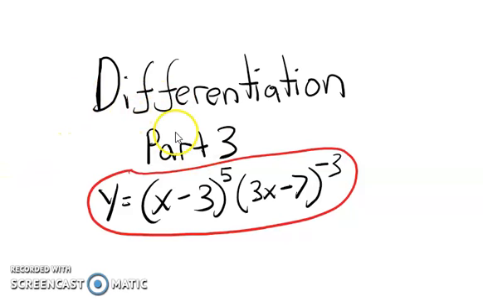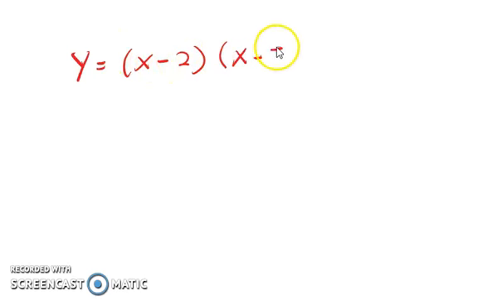Okay, in this part 3 differentiation, I'm going to show you how to differentiate this kind of equation. Now let us start with the first example. Let's say we have y equals (x minus 2)(x minus 5). For this type of equation, the first step, we can actually simplify this.